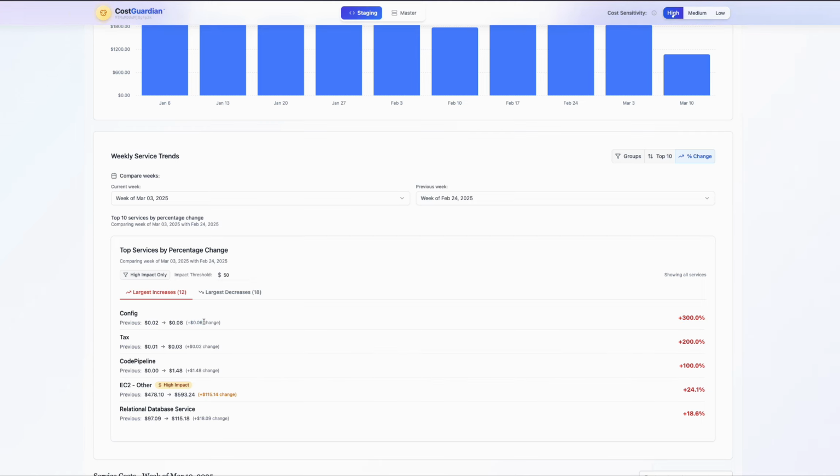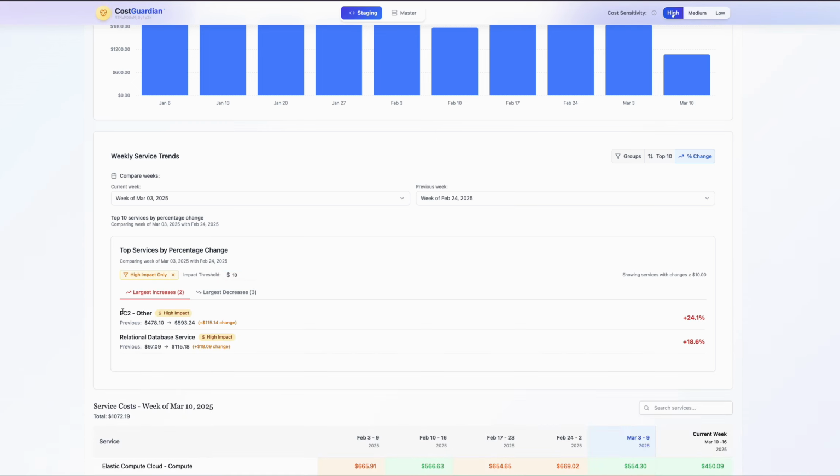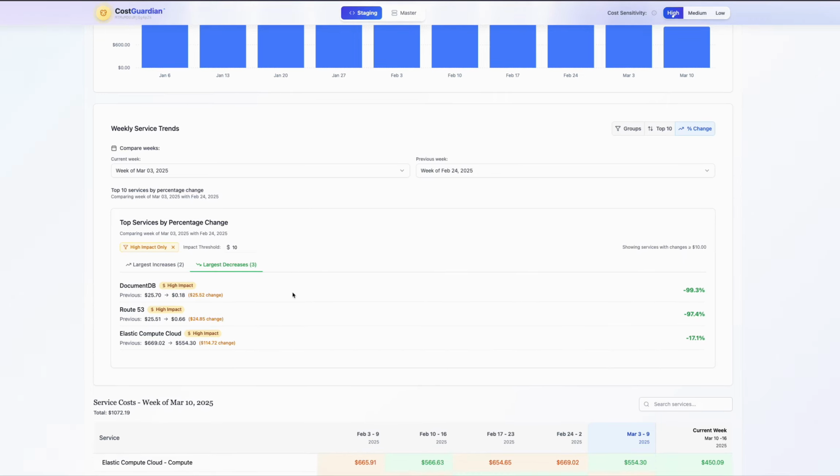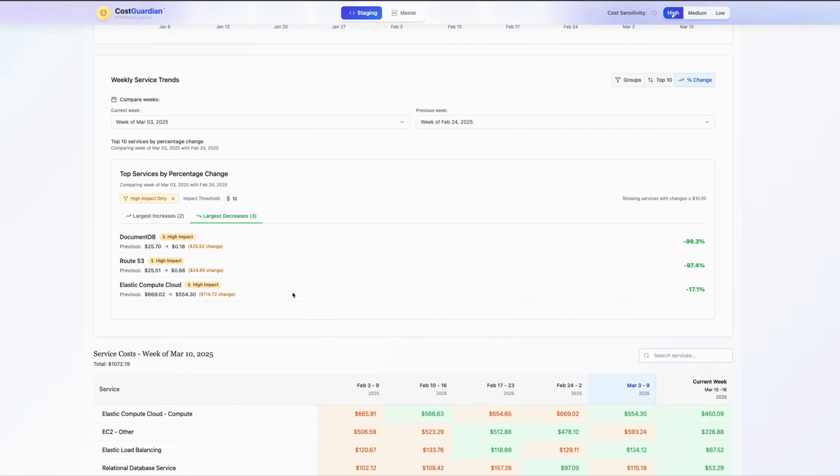So you don't want to look at a cost where there is a very minimal change. You want to see high impact services. You can change the impact threshold here and then just look for the high impact services. This will show only the services where the cost has changed by more than $10, and the percentage they have increased by. Similarly, alongside the largest increase, you can see the largest decrease feature over here. This gives you a very brief idea about what services and by what percentage the cost has increased or decreased.